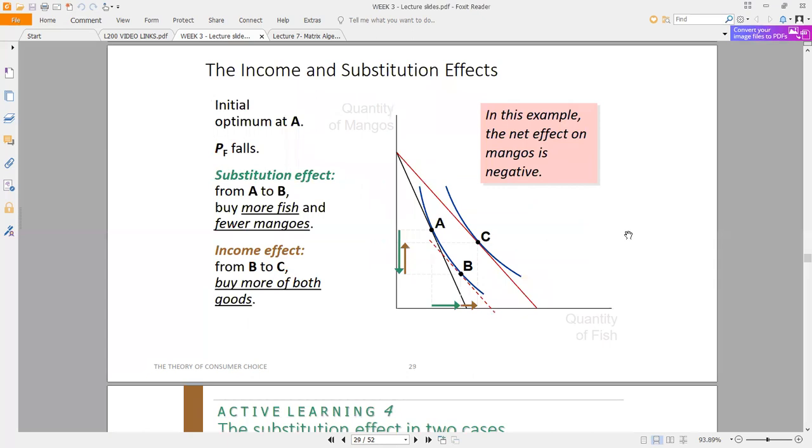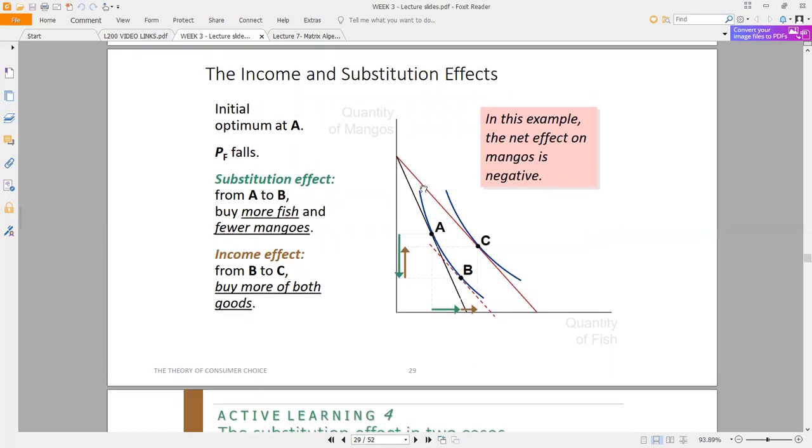All right. Let's look at how we show this on a diagram. This is our initial budget line with the initial indifference curve. Point A was the optimal bundle, so we're consuming this quantity of mango and this quantity of fish. Now there's a fall in price, so the budget line rotates outwards. It becomes the red one with this as our indifference curve. So this is the second optimal bundle.